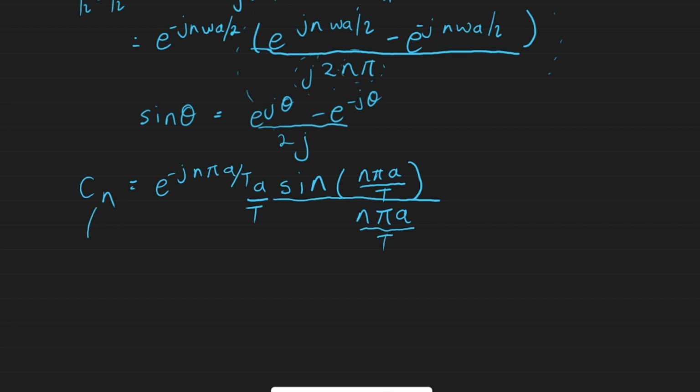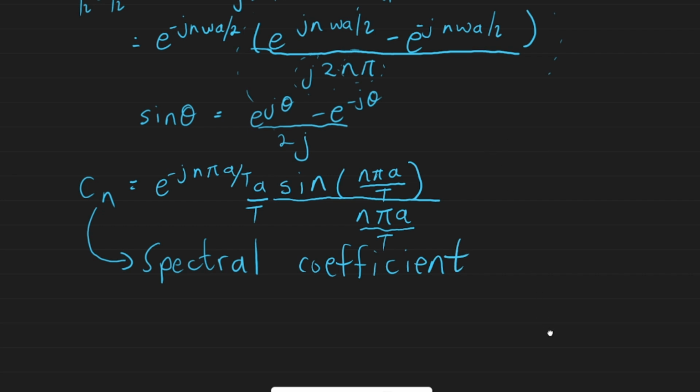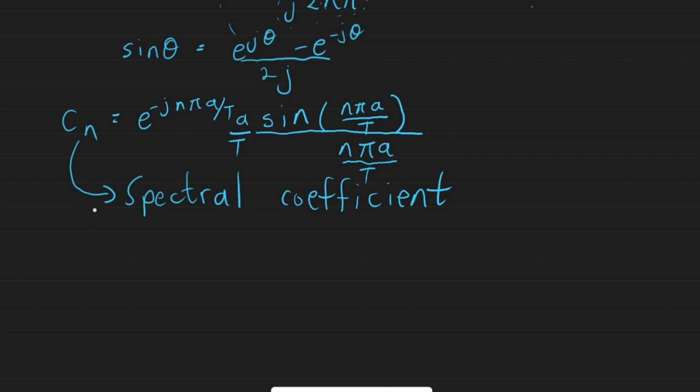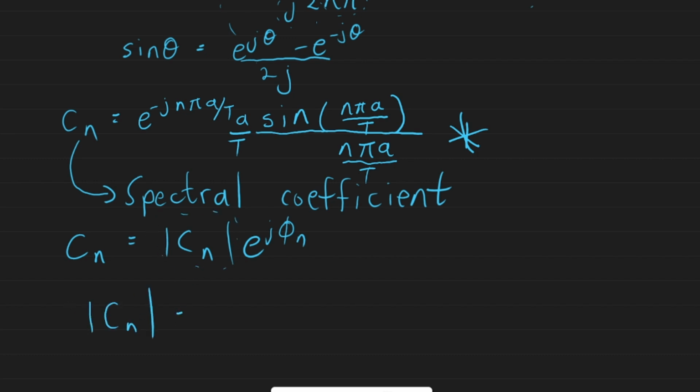This Cn is actually called the spectral coefficient. So what we do is we take this spectral coefficient Cn and we split it into two parts, okay? So we write Cn is equal to the magnitude of Cn multiplied by e to the power j phi n, okay? If we look at this expression that we've just derived, we can show that it's actually of this form. So this first part that I've written, absolute value of Cn, what this is actually equal to is this part of the expression.